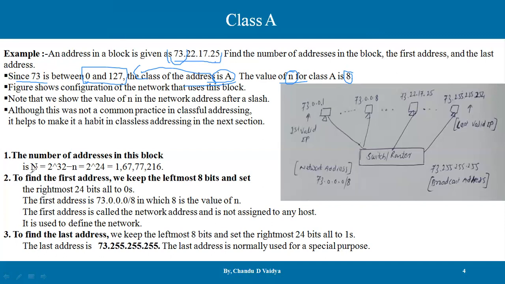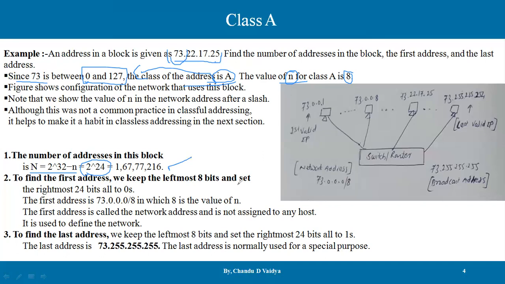So what is the formula? N is equal to 2 to the power 32 minus n. So here 2 to the power 32 minus 8 is 2 to the power 24, and the value of 2 to the power 24 is 1 crore 67 lakh 77,216. So this number of addresses will be available in a block.